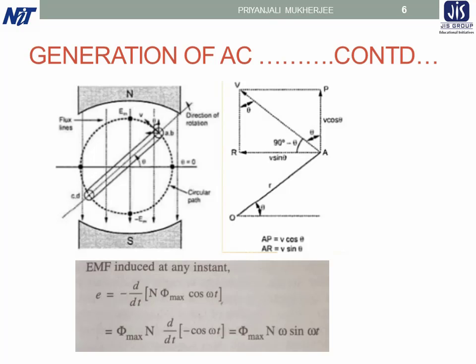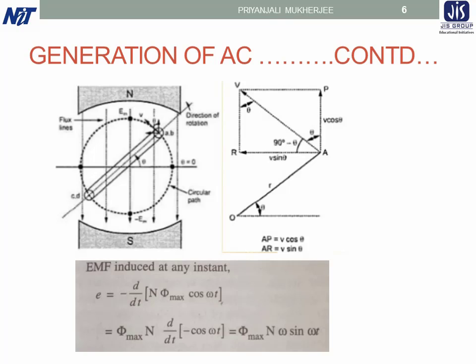Now if we put it, and then we will find out the EMF induced is equal to phi max into n into sine omega t. Now when omega t is equal to 0, then sine omega t becomes 0. So the induced EMF will be 0. At omega t is equal to pi by 2, we get sine pi by 2 is equal to 1. So the induced EMF will be maximum, which we can denote by Emax.